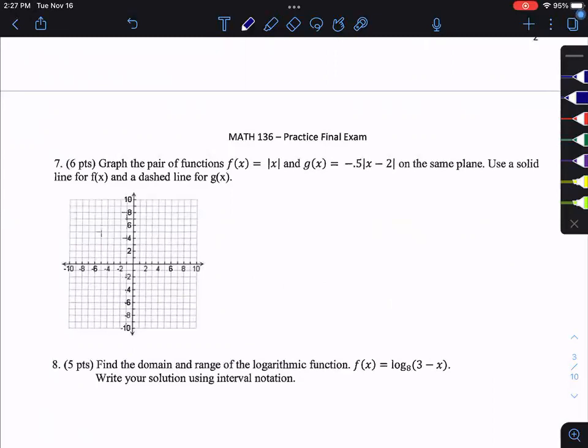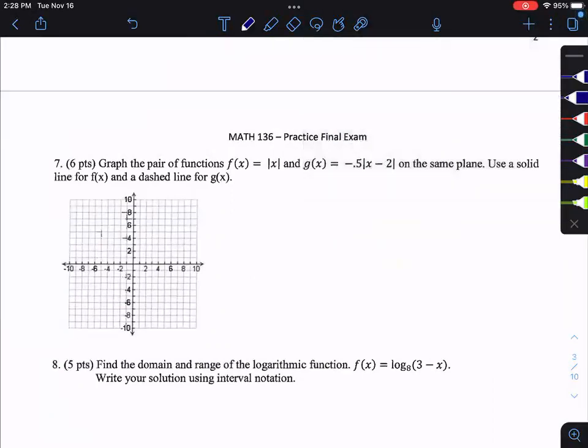Question number 7, graph a pair of functions. f of x equals the absolute value of x, and g of x equals negative 0.5 times the absolute value of x minus 2 on the same plane. Use a solid line for f of x and a dashed line for g of x.